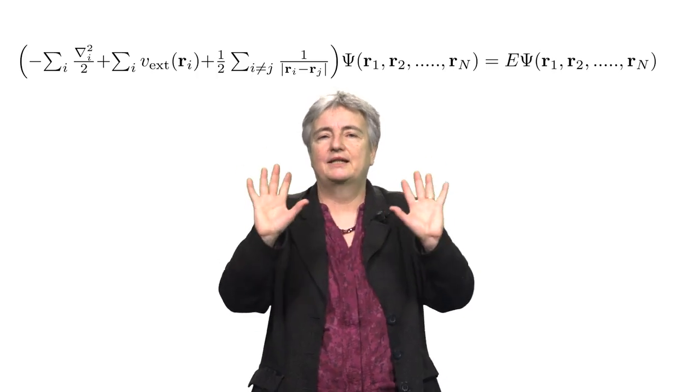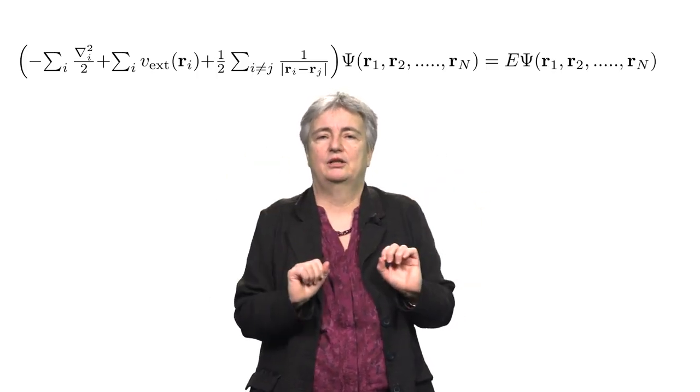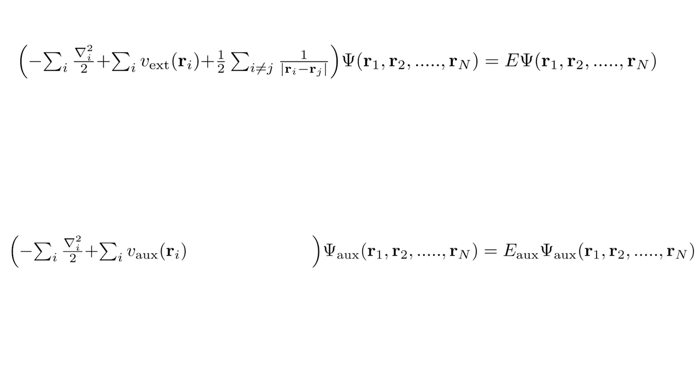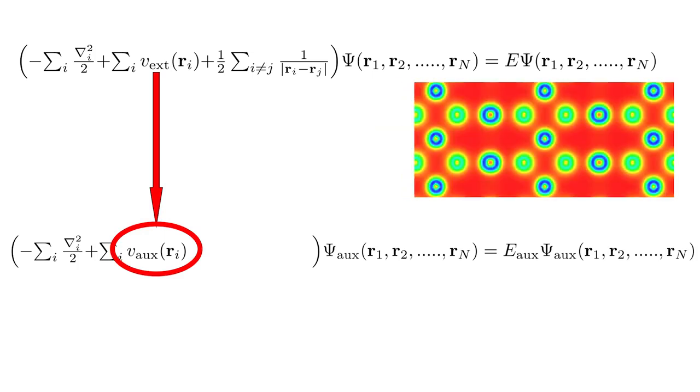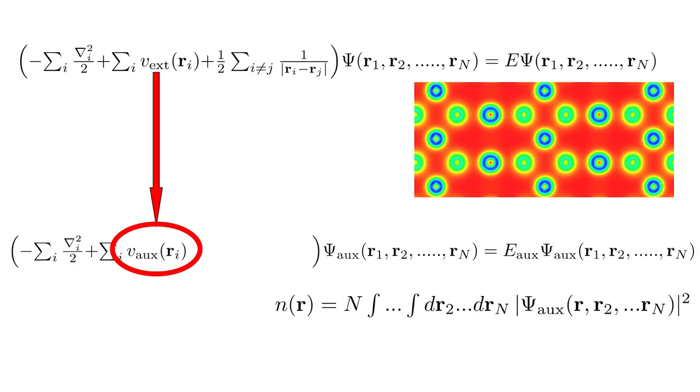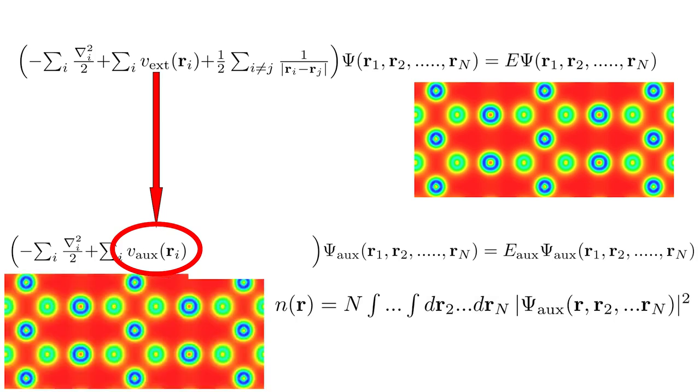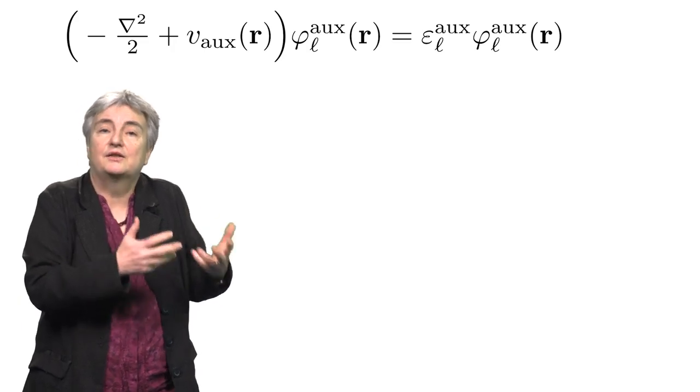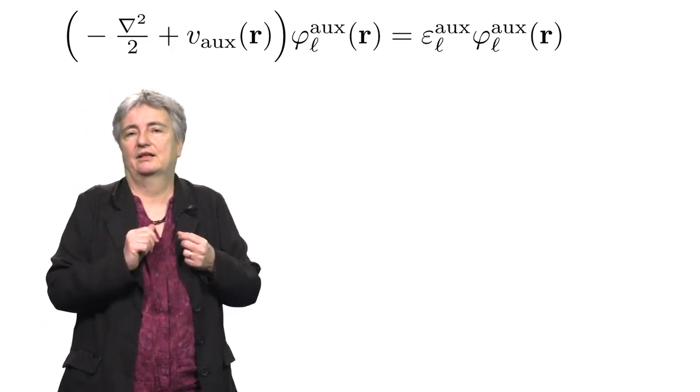So let us replace the interacting Schrödinger equation by a non-interacting Schrödinger equation with an effective, we say, auxiliary potential. And let us think that we want to reproduce a target density. This target would be the density of our interacting system. Now we calculate the density of the auxiliary system, which should give exactly this target density. The density of the auxiliary system is easy to calculate.